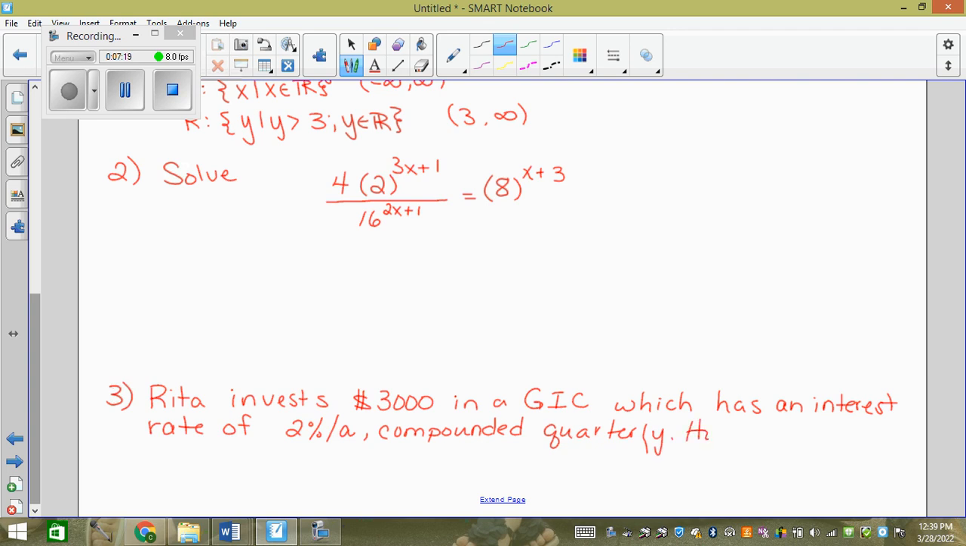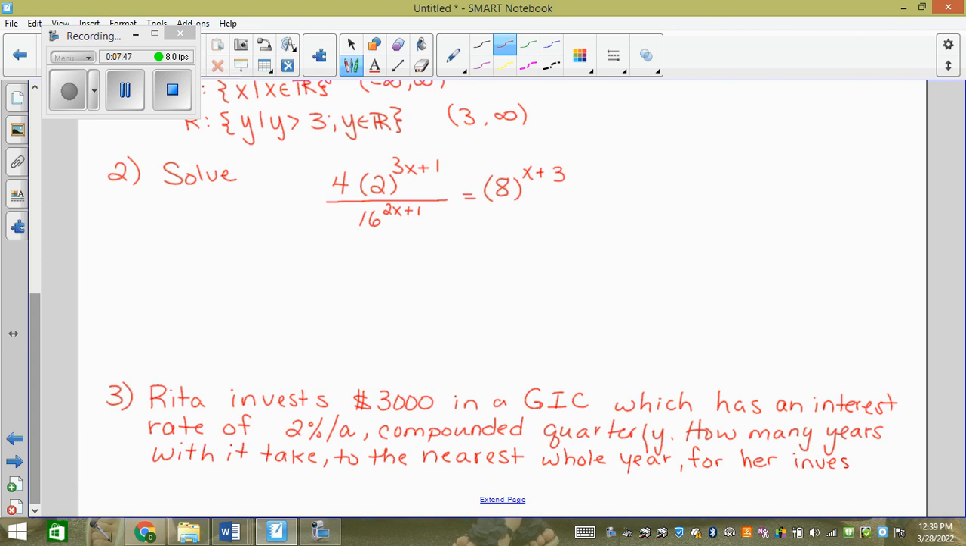How many years will it take, in years, full year, for your investment to be worth 4,500?